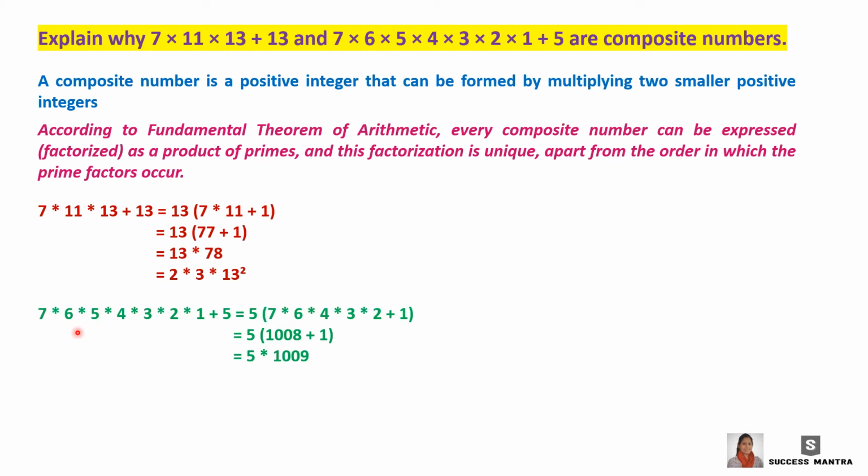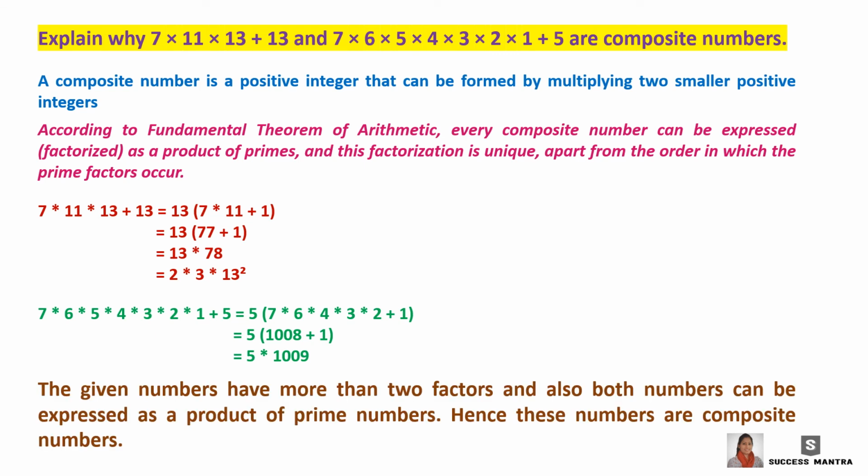Now the next number, 7 into 6 into 5 into 4 into 3 into 2 into 1 plus 5. We take 5 common from both. So we get 5 into (7 into 6 into 4 into 3 into 2 plus 1). On multiplying these terms, we get 5 into (1008 plus 1). That is 5 into 1009. This 5 is a prime number and this 1009 is also a prime number. So the given number can be expressed here also as the product of primes. So the given number is a composite number.